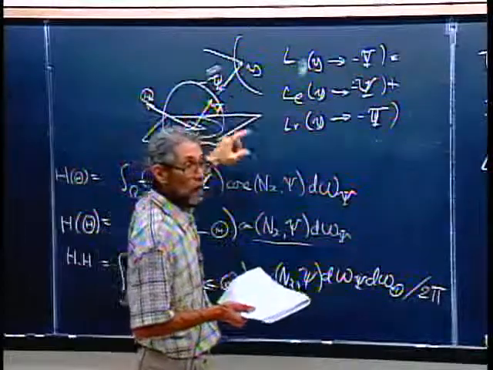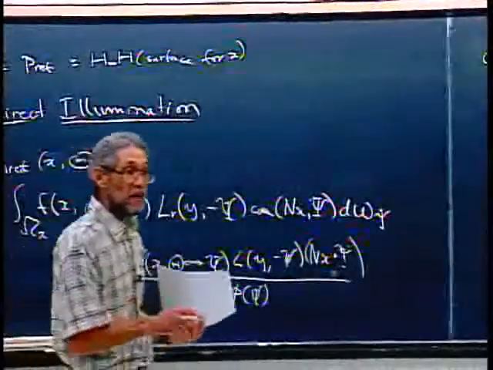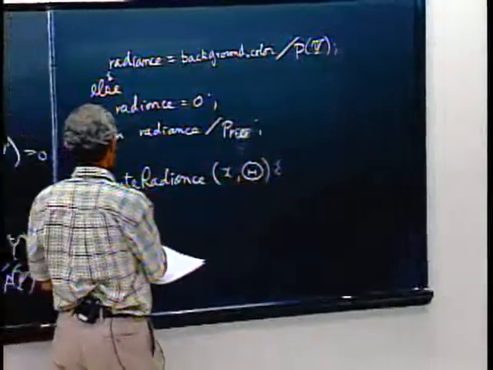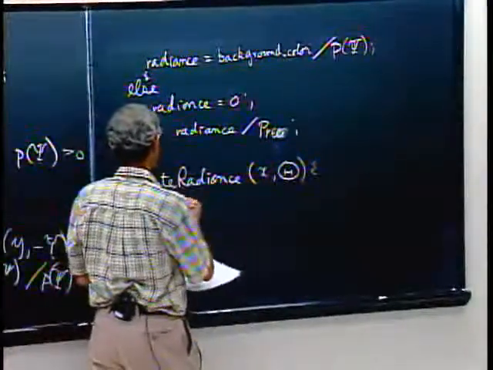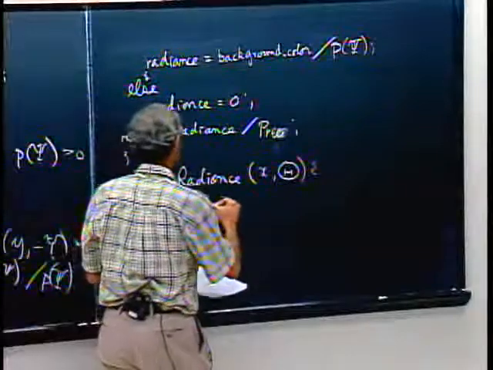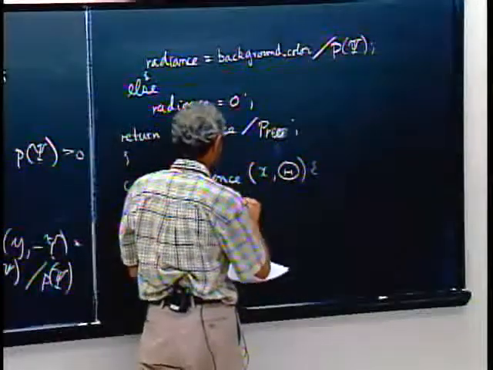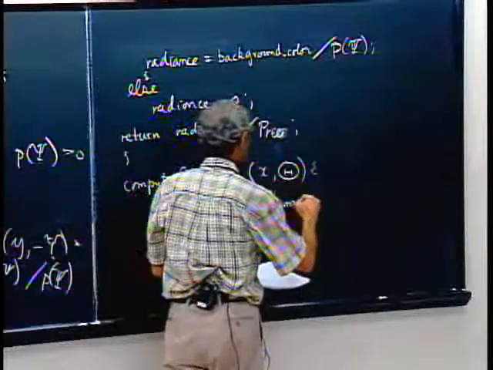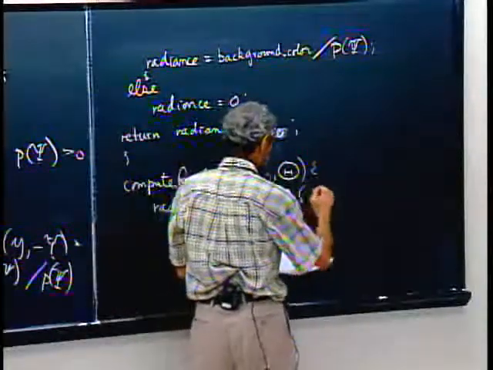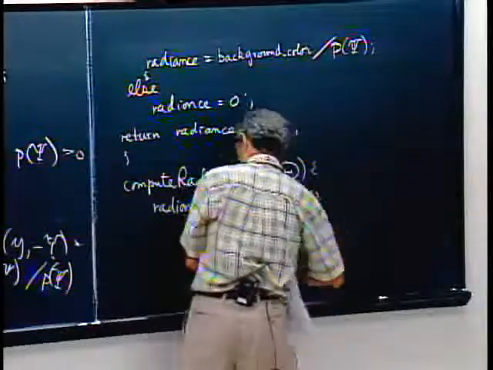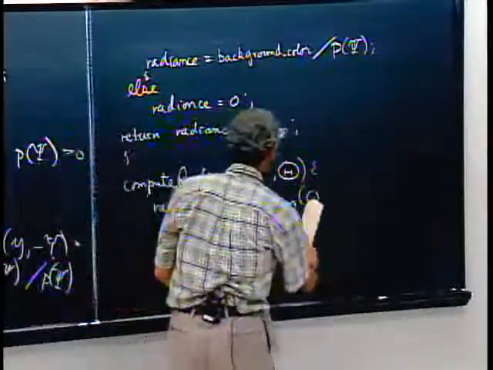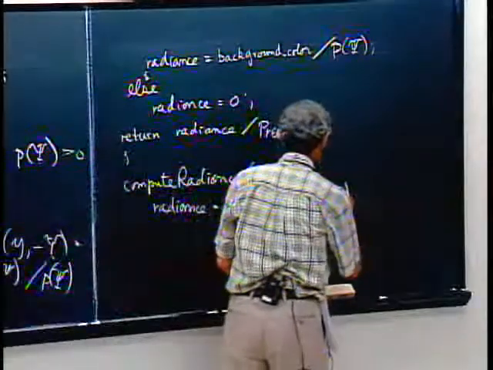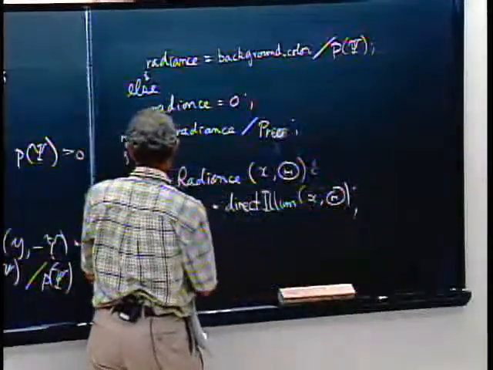So the recursive call is going to have direct radiance and indirect radiance. So what we're going to have to do is set radiance equals the direct illumination that we wrote last time. I guess I need an x here. And the indirect illumination.